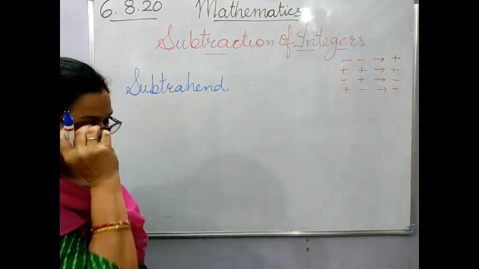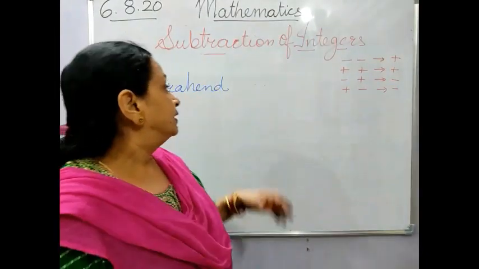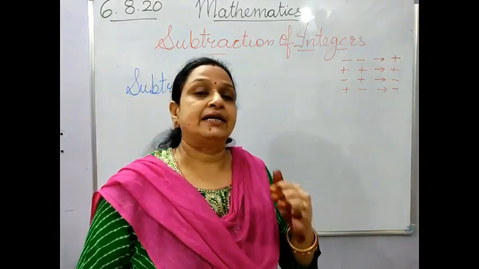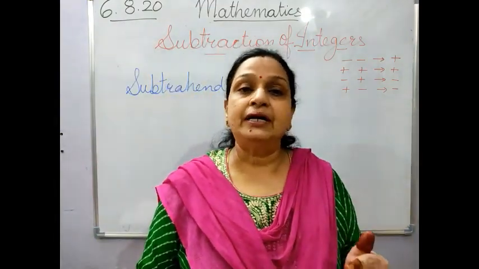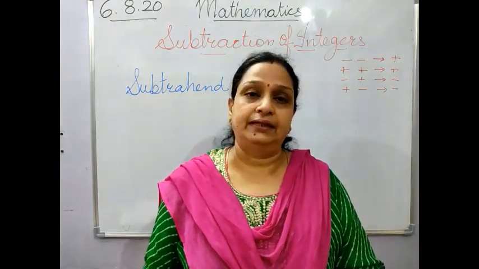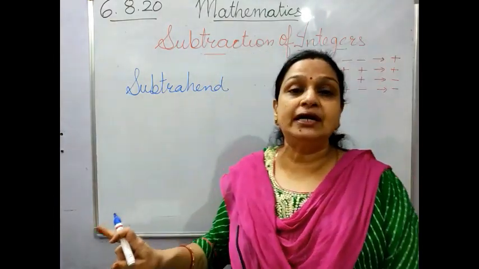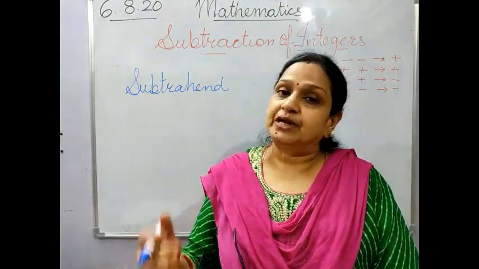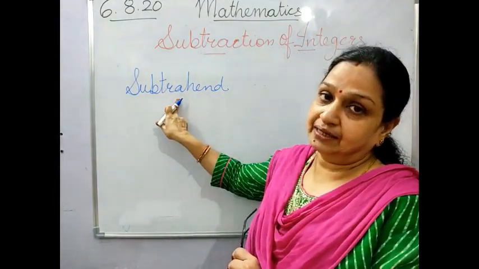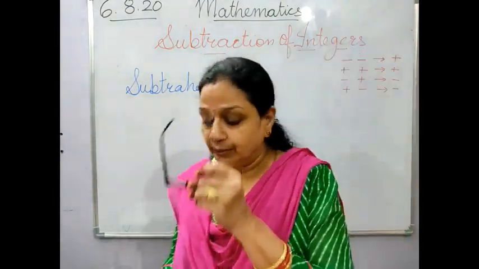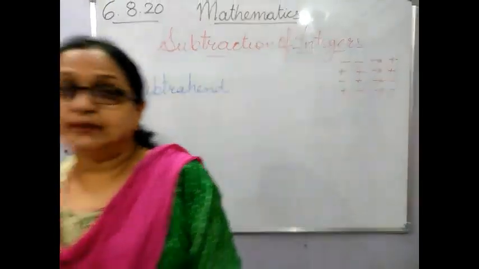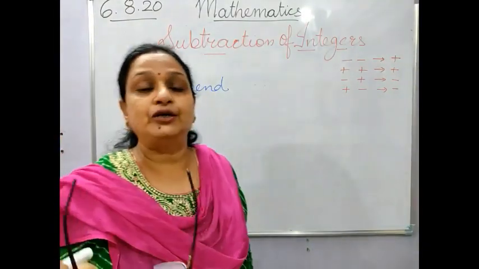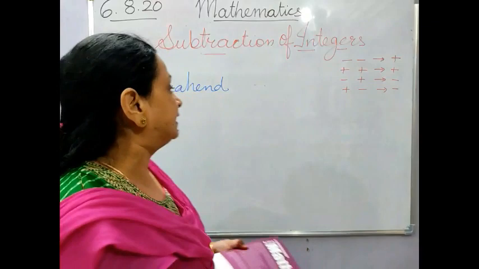Children, if you remember the subtraction of the natural numbers, there was one term minuend and the other term was subtrahend. Minuend is the bigger number from which we subtract the other number, and the second number which we subtract from the bigger number is known as subtrahend. So in integers also, we subtract the subtrahend, but first we convert it into its additive inverse. What is additive inverse?